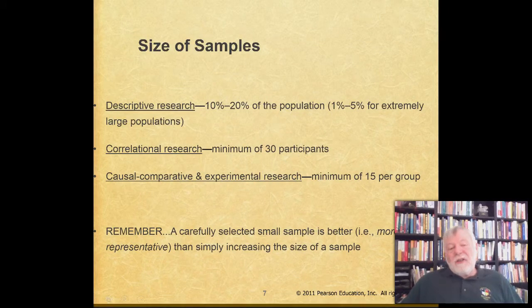There's also often a question about what is the size of a sample that is needed for us in order to conduct a quantitative research study. Whenever we are talking about descriptive research, we should probably have 10% to 20% of the population involved in the study. In correlational research, the rule of thumb is a minimum of 30 participants, and in causal comparative and experimental research, the minimum is 15 per group.